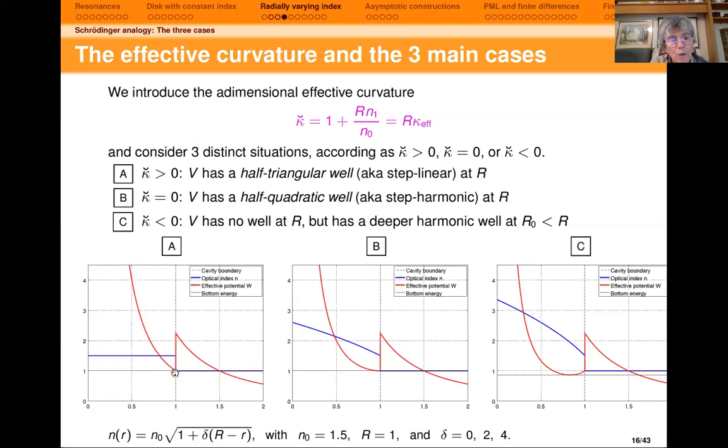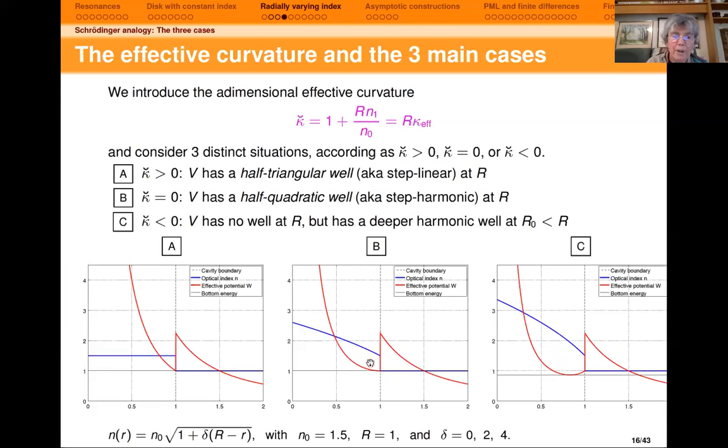And you see that here you have the well, the bottom of the well, and you have a half triangular or step linear well at the limit of the object of capital R. Now, as we consider varying indices, my example is exactly this one, which was considered in a paper in physics by Ilchenko et al. So when delta is 0, we have the constant. When delta is 2, we are exactly in that situation. Now you see we have something which is variable, but here we have still a minimum at the same place, but now the derivative, so this kappa, is 0.